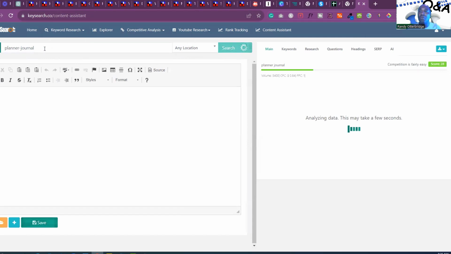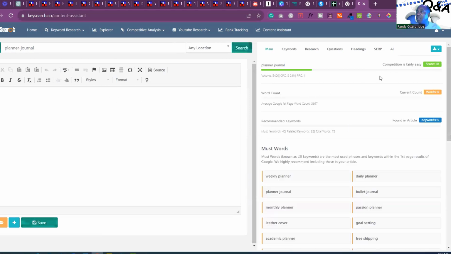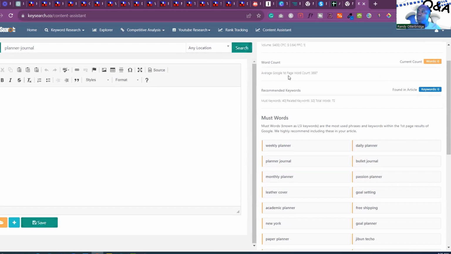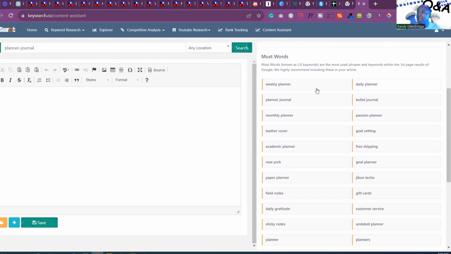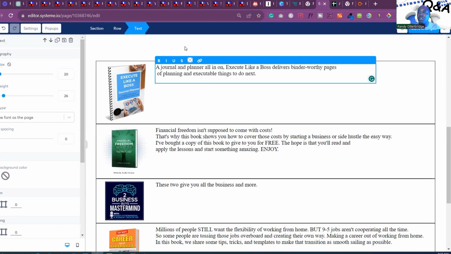So I got planner journal. I got it turned the other way. Typically I say journal planner, but it doesn't matter. You can do it this way too. It's telling me that a score of 28 is green, so it's not terribly competitive. It's also saying that if you want to rank on the first page, you should probably write an article containing 3,697 words, something like that. But the main thing is I want to get these words here: daily planner, bullet journal, and all of that good stuff. All right, so next up, we're going to put it into a project.